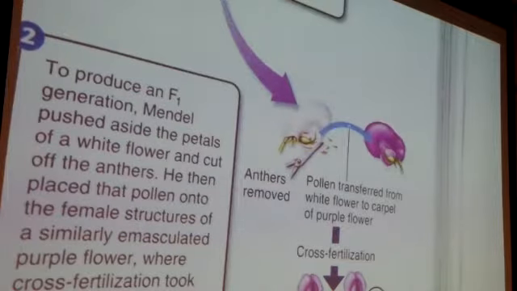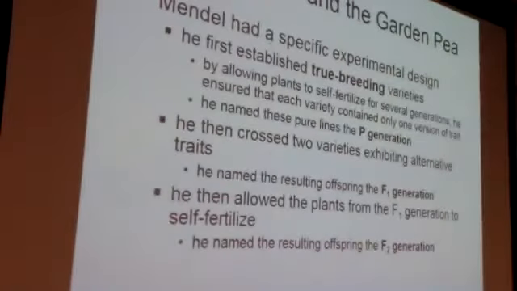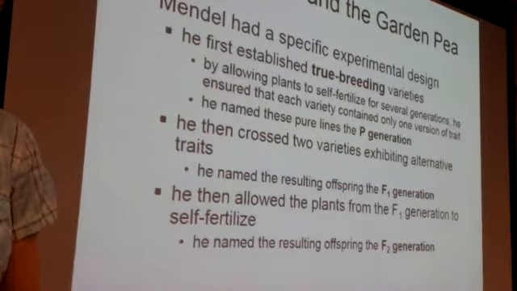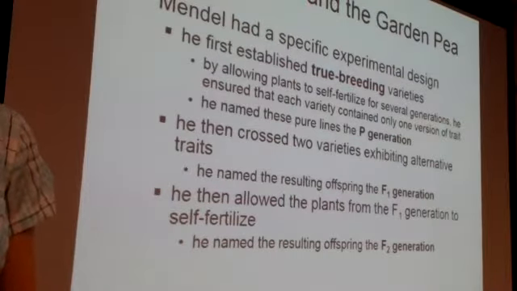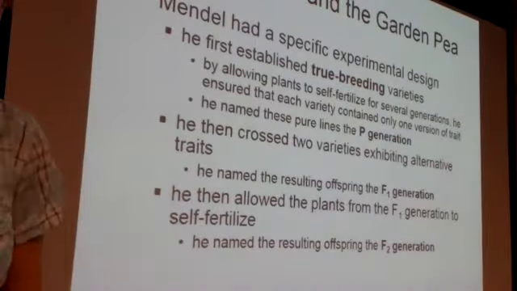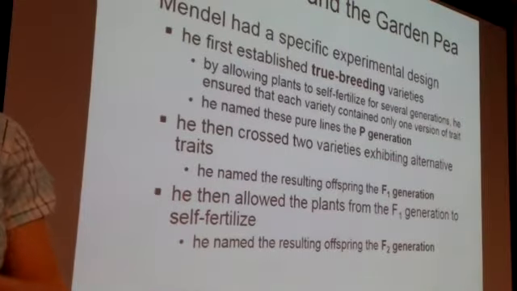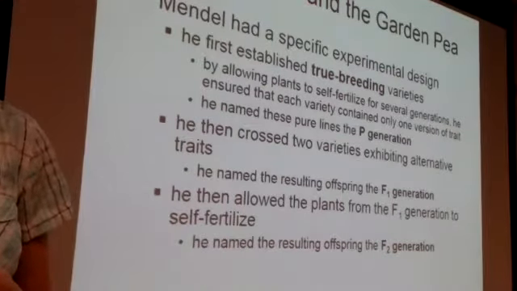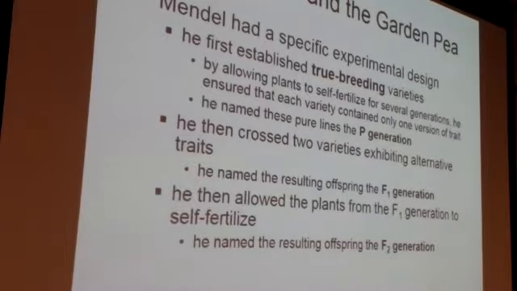So to start off, once he had the plants picked out, he wanted to make sure that he had what are called true breeding plants. True breeding means when they self-fertilize, the offspring will be the same every single time, so that there are no surprises. A true breeding plant will always, always, always give the same offspring.